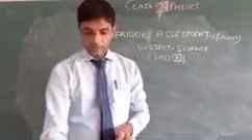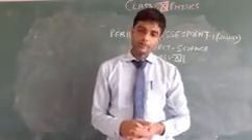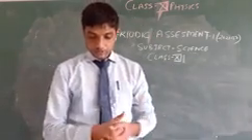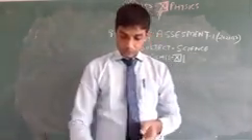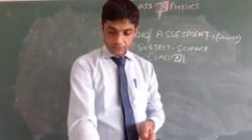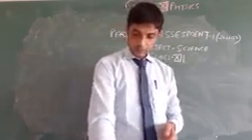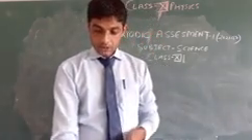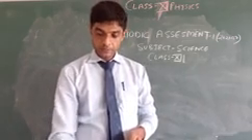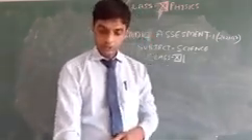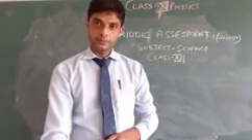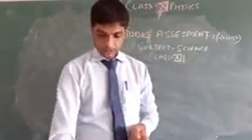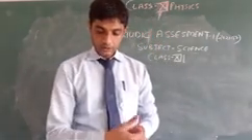Now section E. Define the terms with formula. You have to define the terms. A, drift velocity. B, relaxation time. C, conductivity. D, electric susceptibility. And E, electric constant.